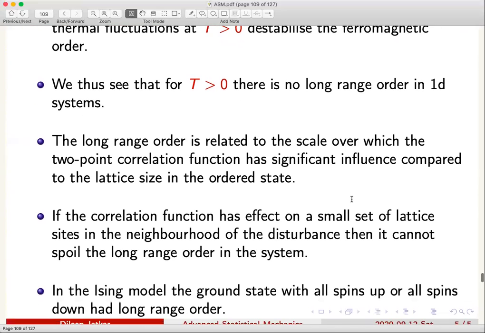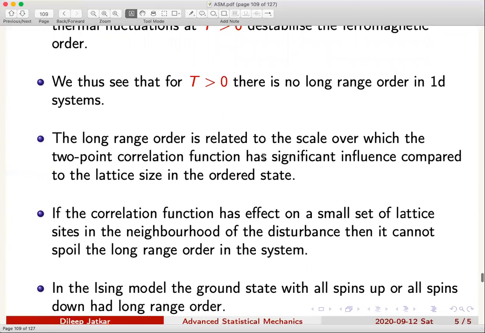Okay, fine. So long range order is related in this way: if the correlation is not going to last over large distances, long range order is stable. If the correlation is going to affect large distances, then the long range order does not exist.